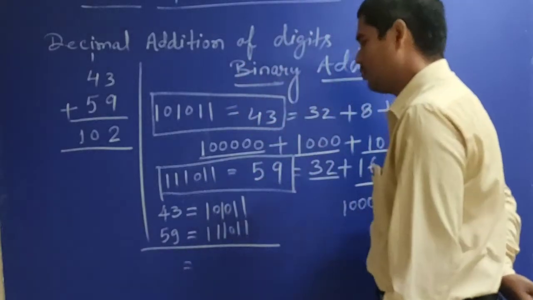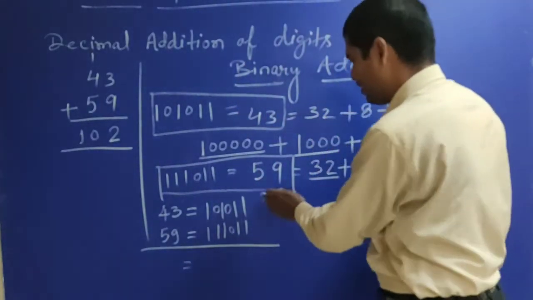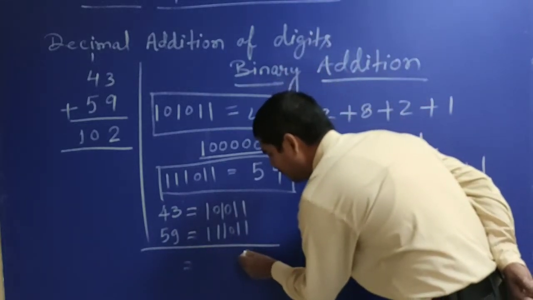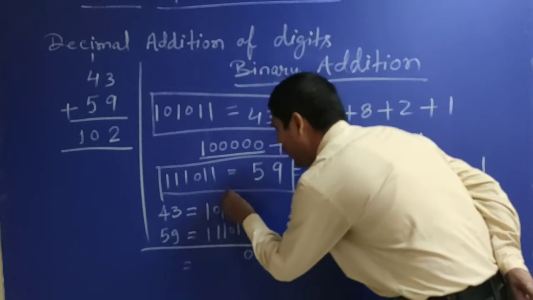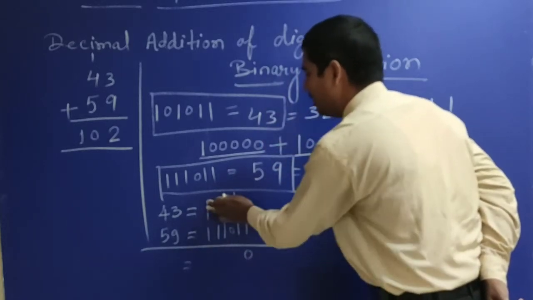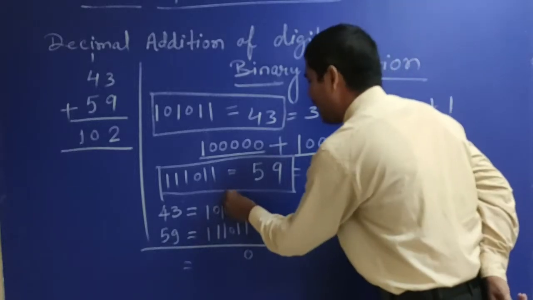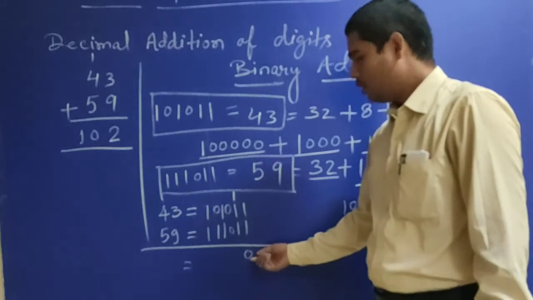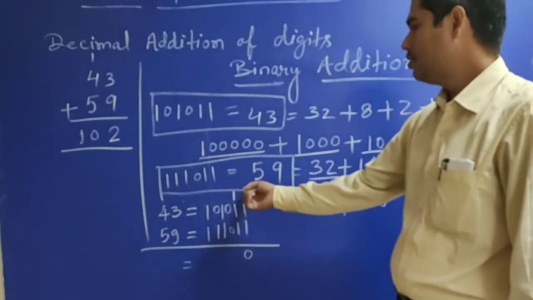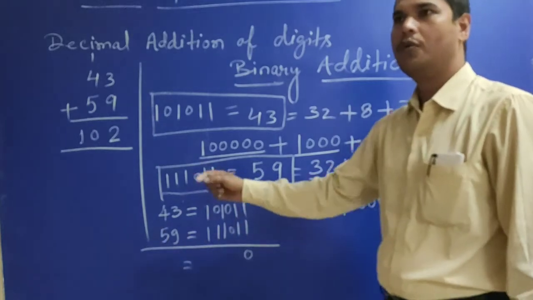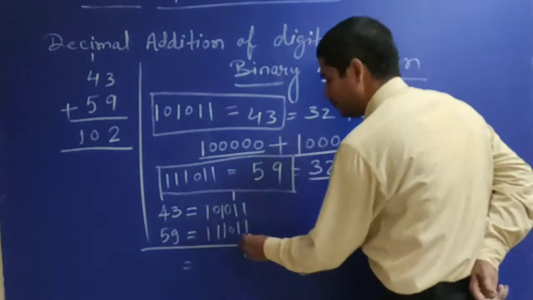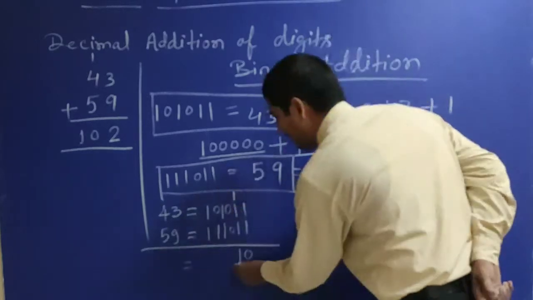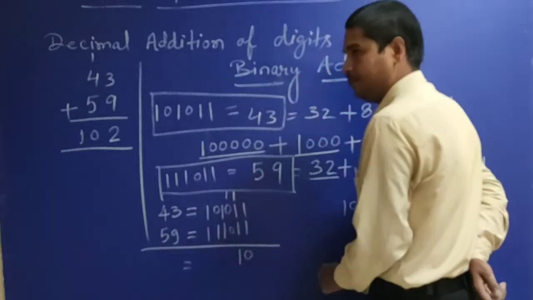When we add these two numbers, 1 and 1 gives 0, carry 1. In binary addition, when we add 1 and 1, 0 comes and carry 1 moves to the next digit. 1 plus 1 is 0, and 0 plus 1 is 1, and again the carry is 1.